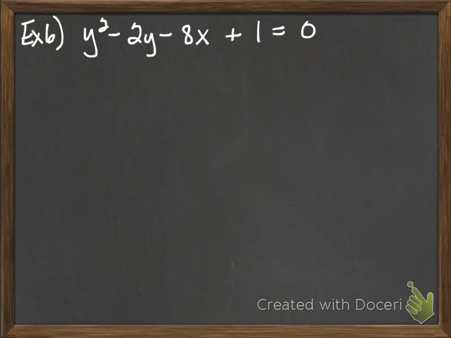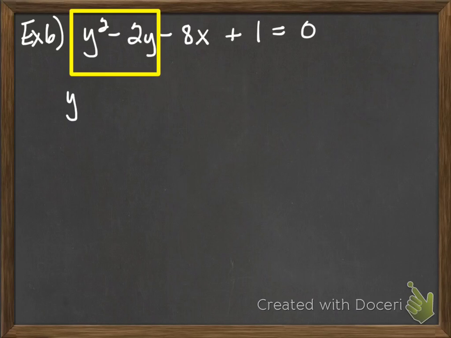You're going to solve for whatever variable is squared. So what's squared, x or y? Y. So you have to keep not only the y squared on the left-hand side, but also the minus 2y. Whatever variable is squared, those terms stay on the left. Everything else moves over to the right-hand side. So I have y squared minus 2y equals 8x minus 1.